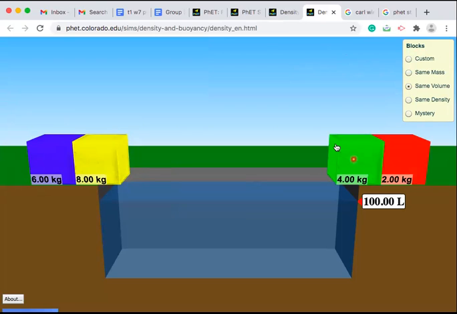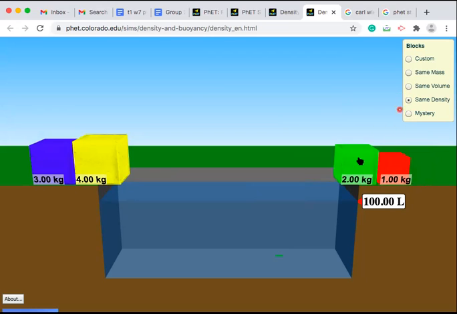You can click on the boxes and drag them into the water. You can check the volume to subtract the volume before and after. Now you have the volume and you have the mass. You can easily calculate the density. You can also repeat the same experiment but using the same density, which is unrealistic, but it's good to have such a possibility.